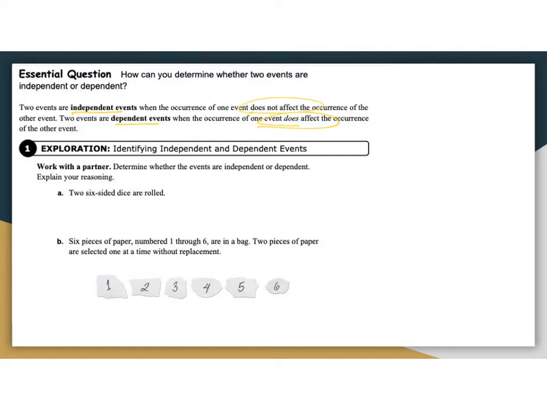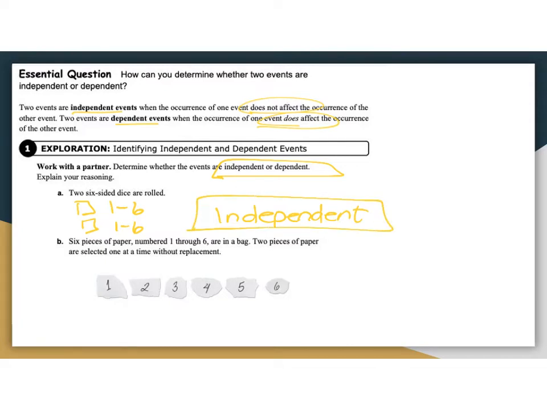So in Exploration 1, letter A, determine whether the events are independent or dependent. Explain your reasoning. Letter A, 2 six-sided dice are rolled. So if you roll one die, you can get 1 through 6. If you roll a second die, you can get 1 through 6. This is an independent event because one die roll does not affect the other one.